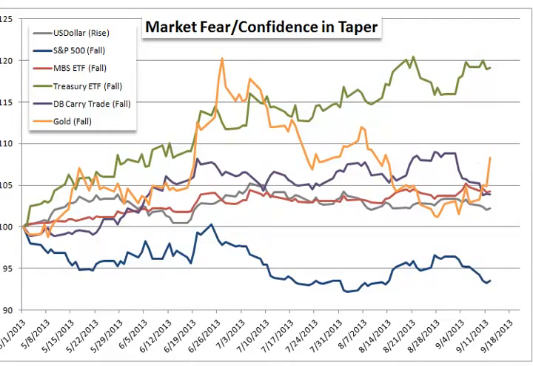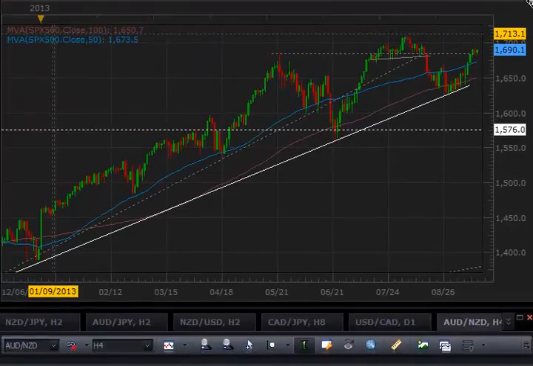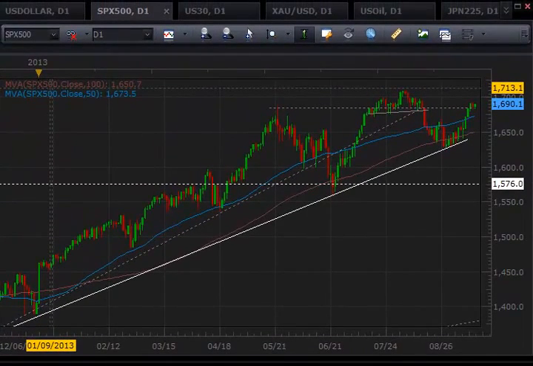You have gold and you have treasuries, which have been perhaps the most sensitive to that taper speculation. You do have some significant positioning in mortgage-backed securities and carry trade, and even the dollar is in that taper position, but it's not very far along. But standing out is the S&P 500.